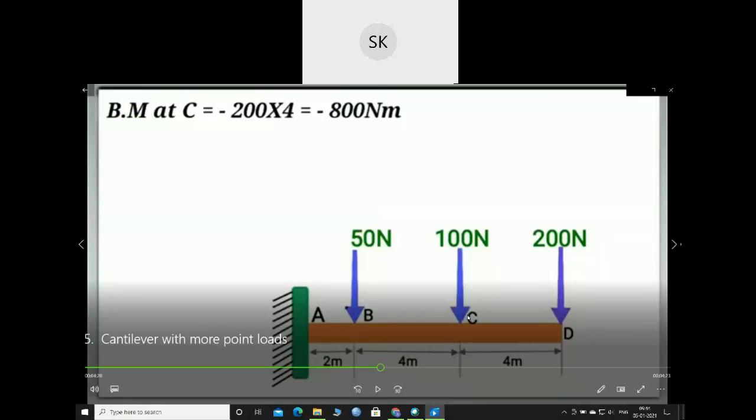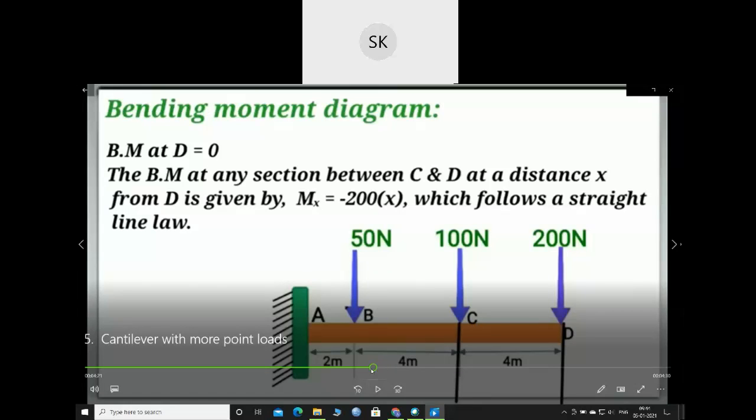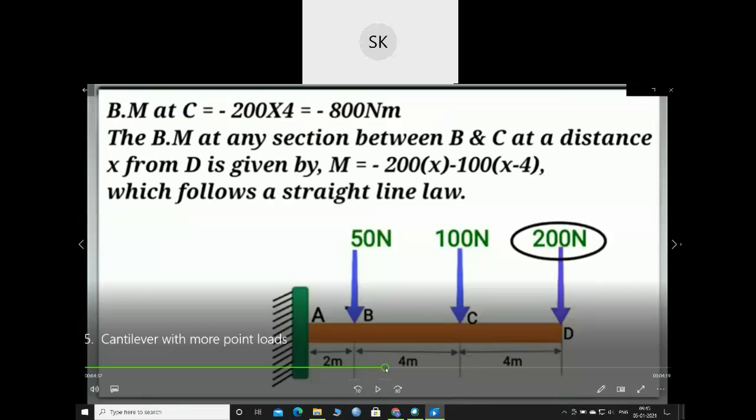Now the bending moment at C. We know C is at a distance of 4 meter from the free end, so we can write 200 into 4. So this is the bending moment at C. The bending moment between C and D is 200x, but at C, as we know the distance, we can replace this x with 4 meter. That's why the bending moment is 800 Newton meter. Again, it is in downward, clockwise direction, so they have considered it negative.